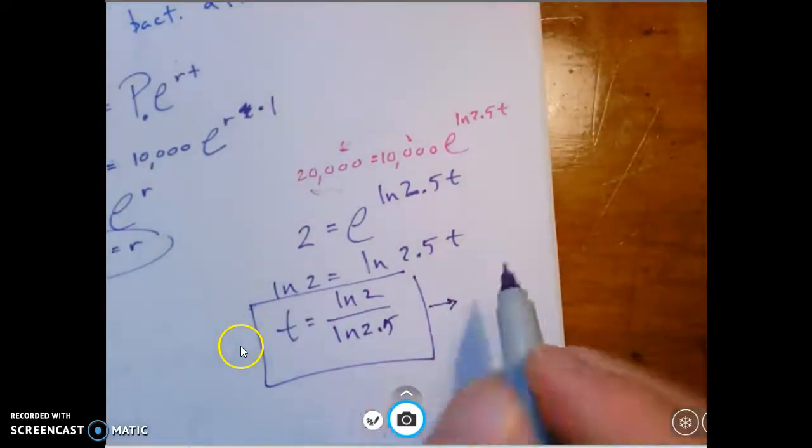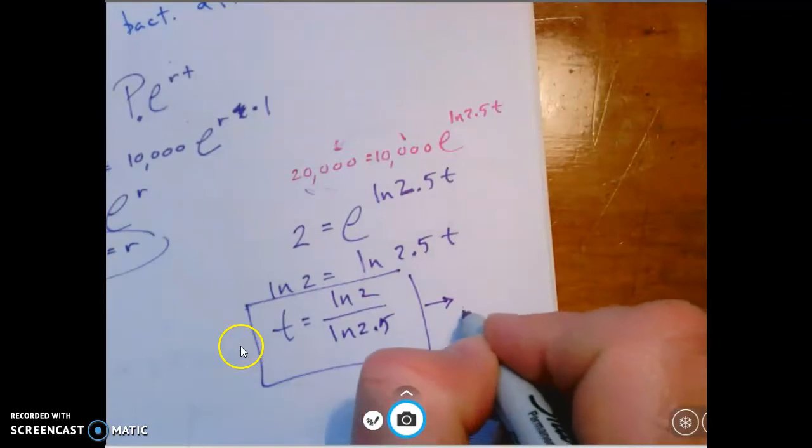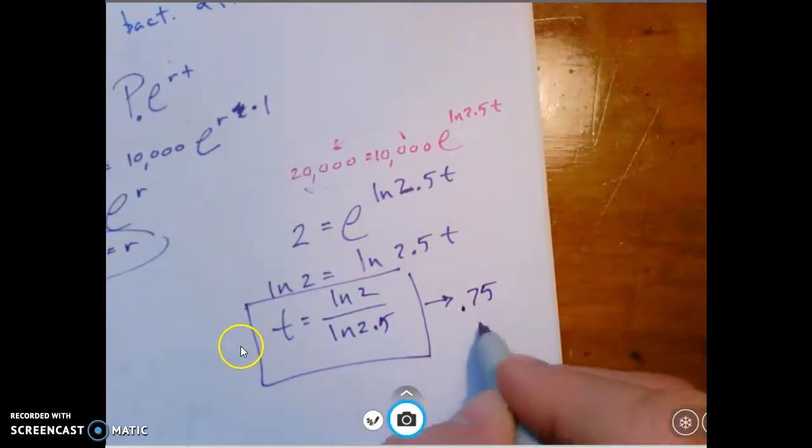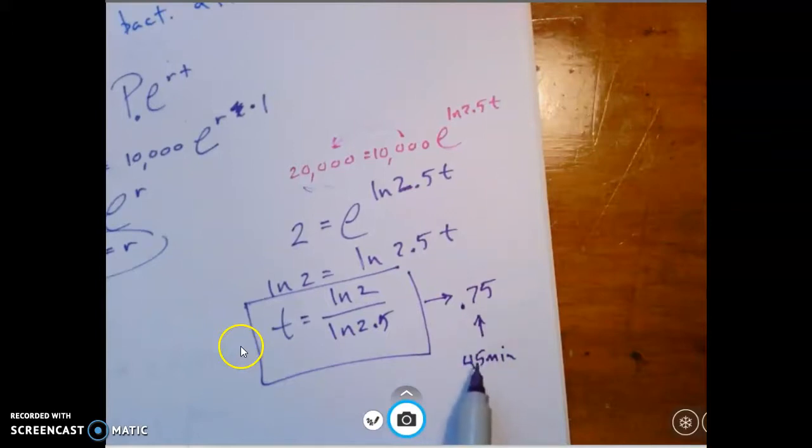That comes out to, I don't know what it was, 0.75 I think it is. I think it comes out to about 0.75, and what that means is 45 minutes. Now our growth rate is going to remain the same. Our time to double is 0.75 hours, or 45 minutes.